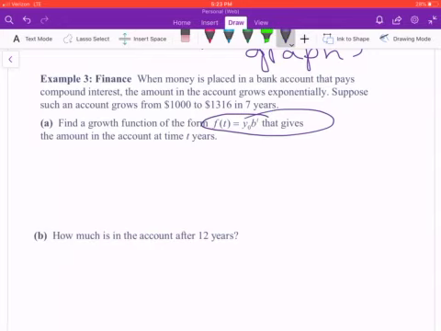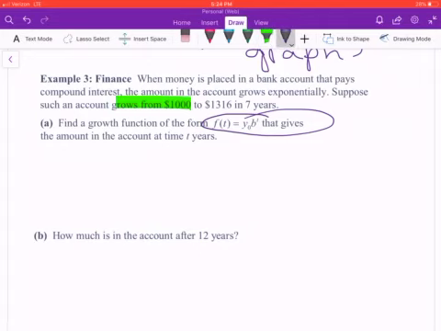So for this problem, we're not given the equation. We're actually going to have to find it ourselves. So we're going to use the information that is given here. And I know at first it looks like they're not giving us much to work with, but they actually are. And so here it says that an account grew from 1,000 to 1,316.